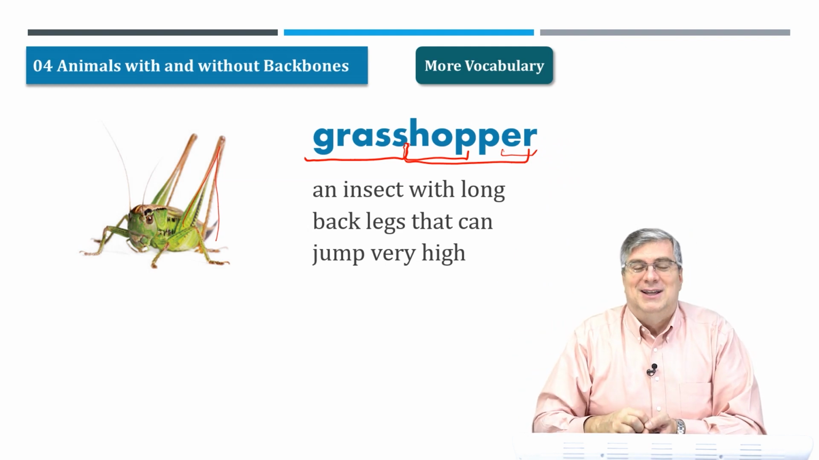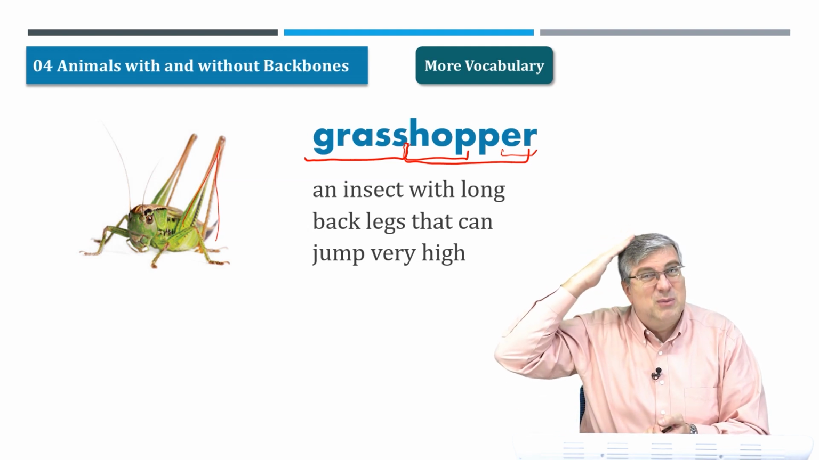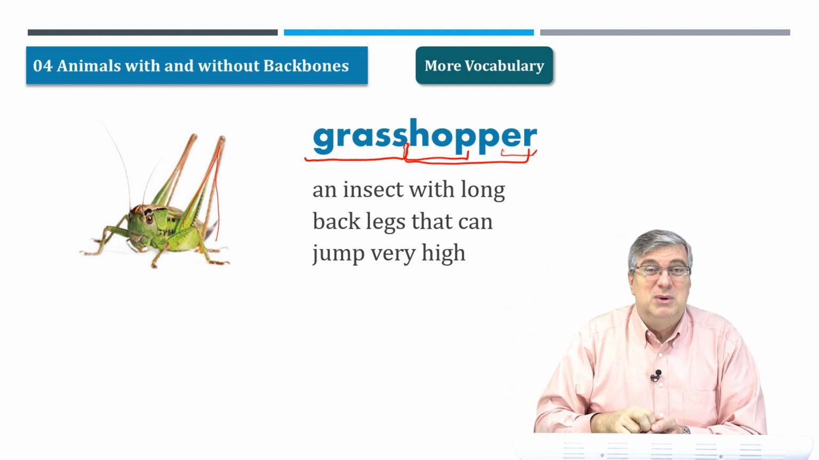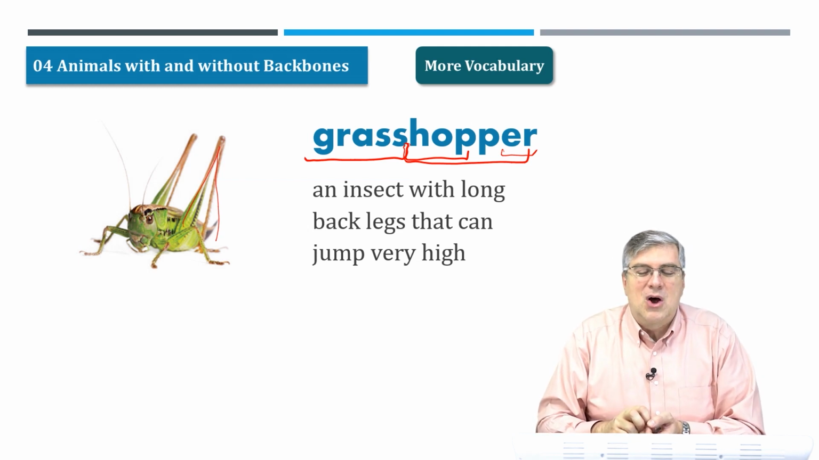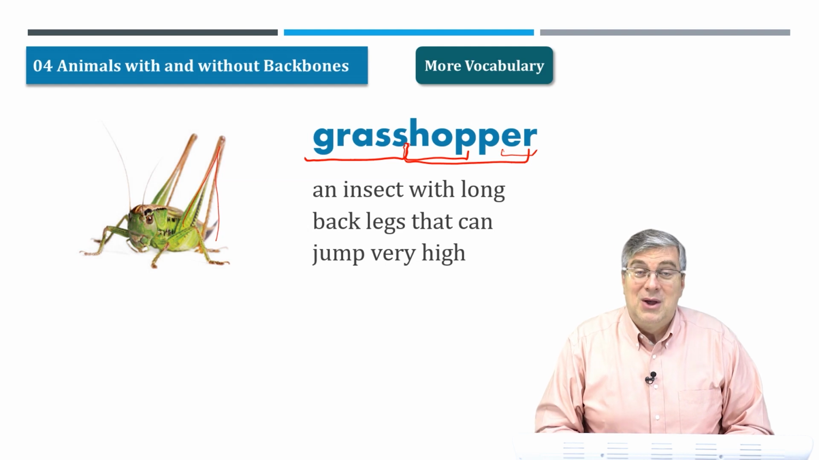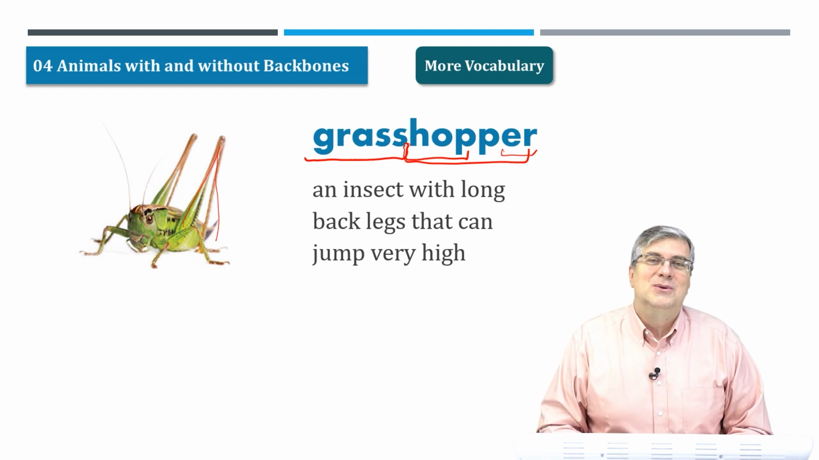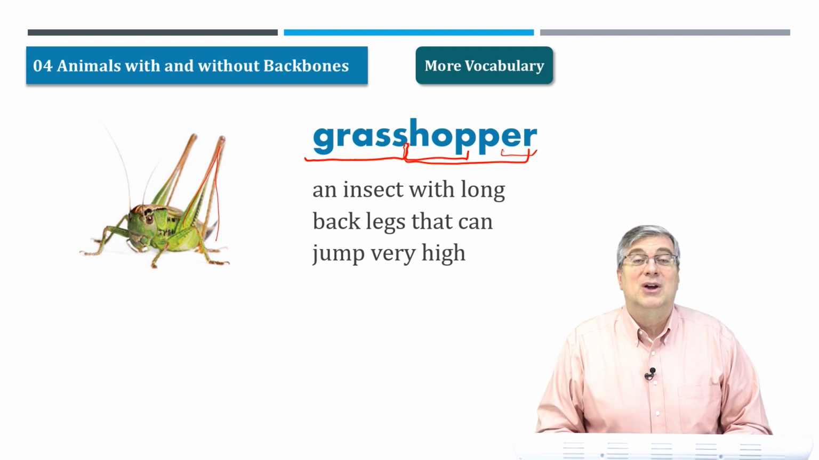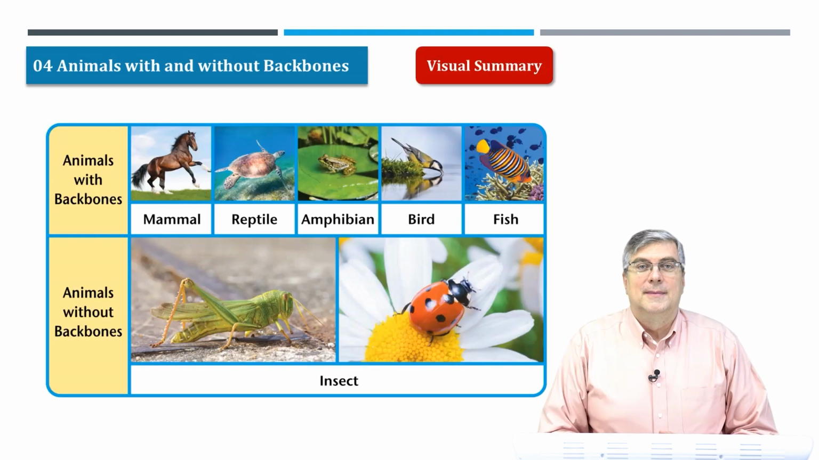That'd be amazing. But maybe it's a good idea that we don't have legs like that, because maybe we could hit our head in buildings, right, in the classroom. So I don't know. Anyway, an insect with long back legs that can jump very high. That is a grasshopper. Okay, so very interesting words for this lesson. I hope you learned some good words there. We're going to use those in the reading coming up next.